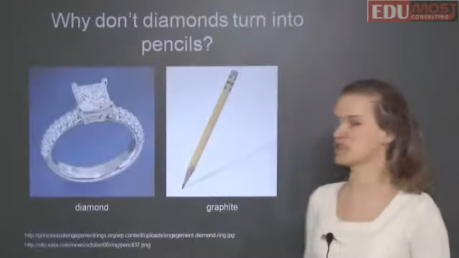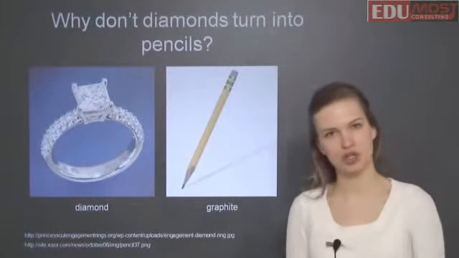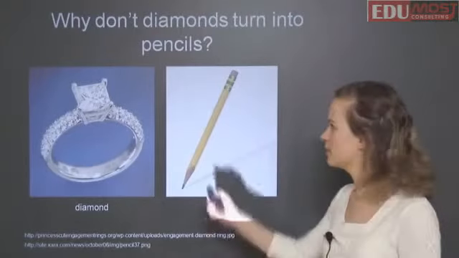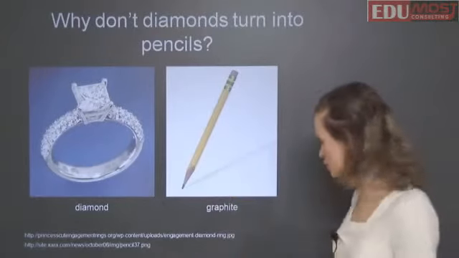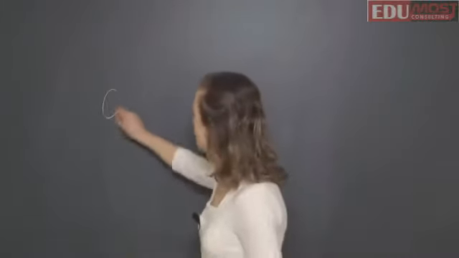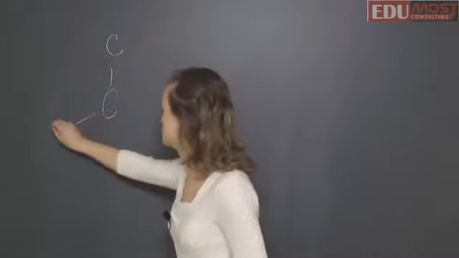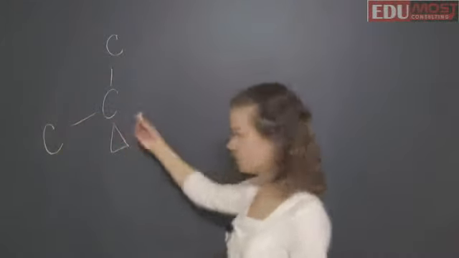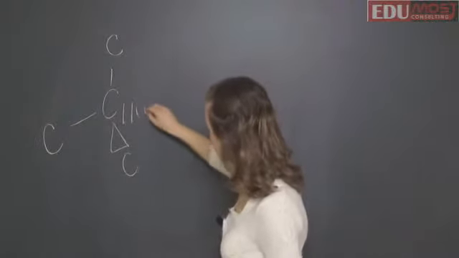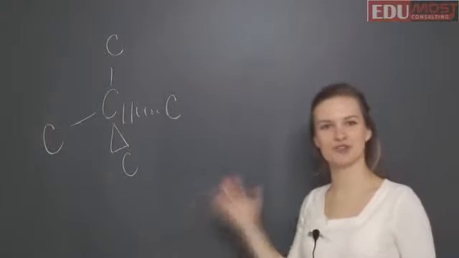Well, consider this case. We have carbon in a tetrahedral arrangement bonded to another carbon at every single bond. This is a diamond, okay? So it looks literally like this. We have carbon, and a tetrahedral arrangement is when there's four things bonded to it, and one is coming out at us, and one is going back into the board. So this is the structure of a diamond.